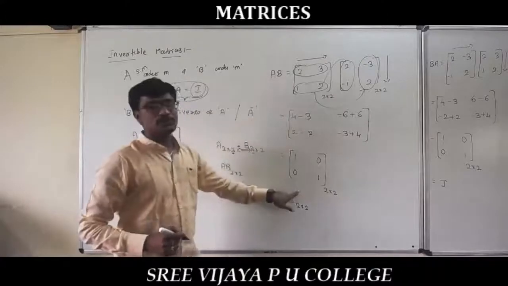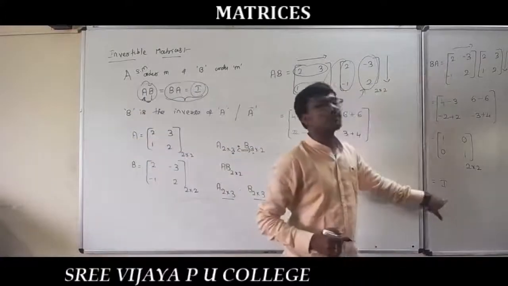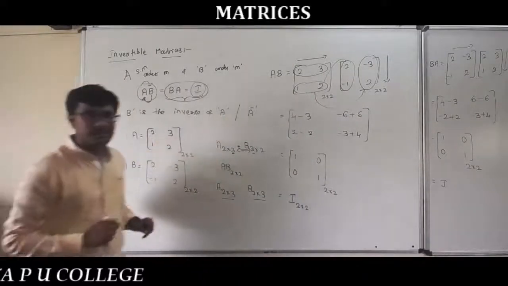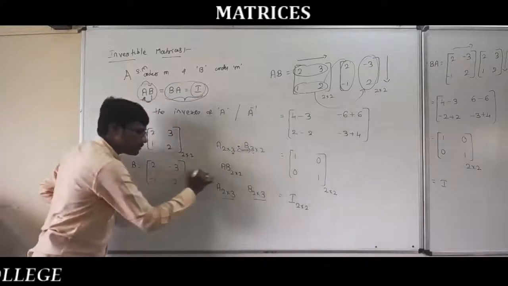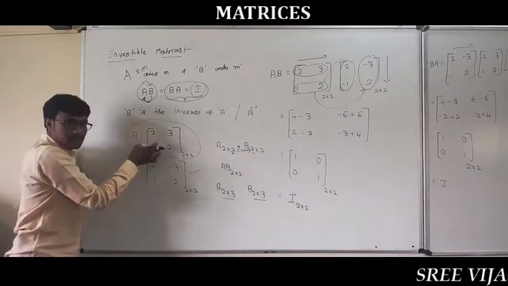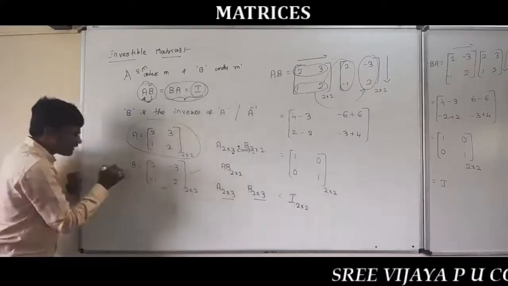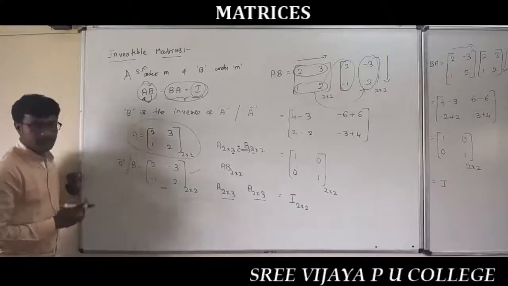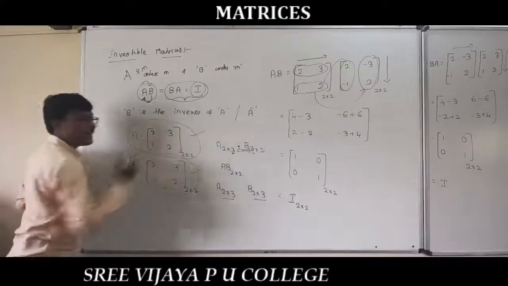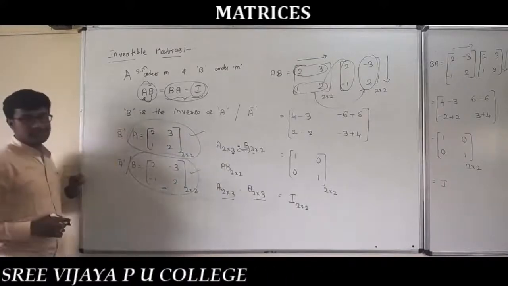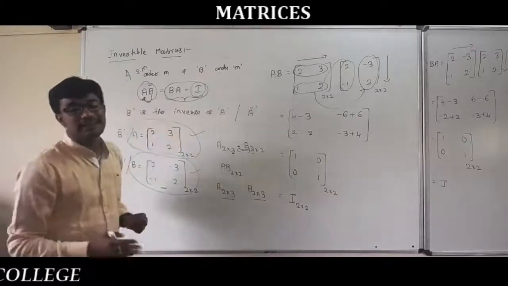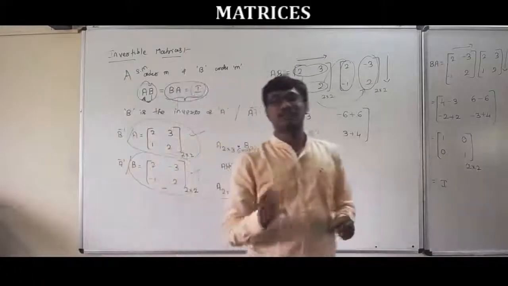If A into B is equal to I, and B into A is also equal to I, then we can say that B is the inverse of A, or A is the inverse of B. So for B, this is the inverse of the given matrix A. Means if you find the inverse of this matrix, this will be the answer. That is A inverse or B. Or if you find the inverse of this matrix, that is B inverse. So if AB is equal to I and BA is equal to I, it satisfies the condition that A and B are inverses of each other.